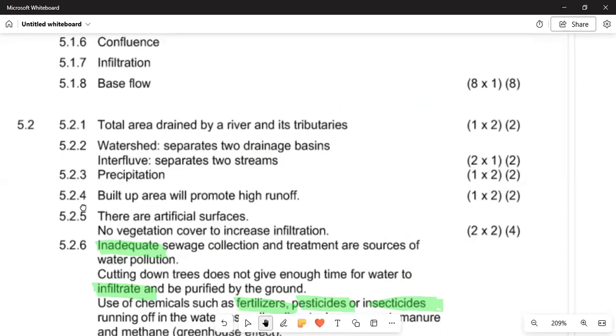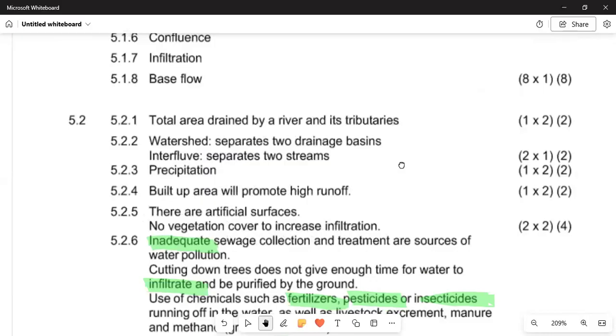Anything that falls from the sky. All right.